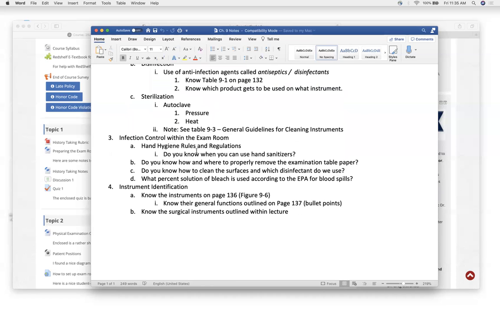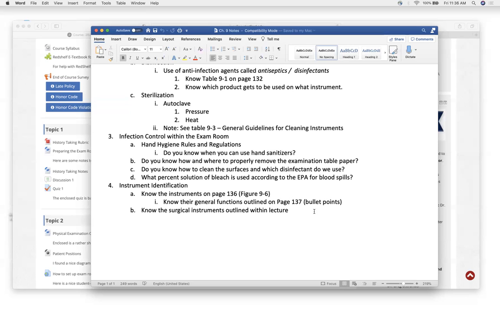Infection control, hygiene rules and regulations. Now, this has all changed because of COVID. Nowadays, we can't just use hand sanitizers. You have to scrub in for each and every patient. And that's a clinical scrub, so it's only at the level of your wrists, okay? And we have to clean all surfaces before and after the patient arrives. That was always true before, but now we really, really have to be diligent about it.